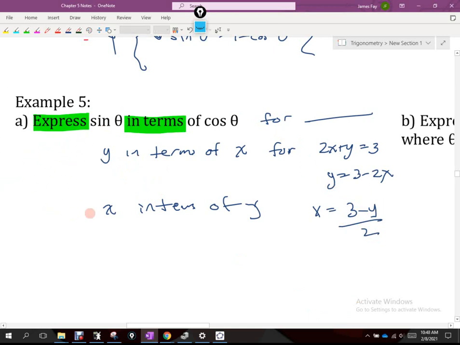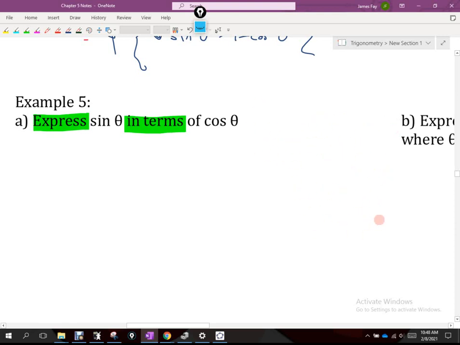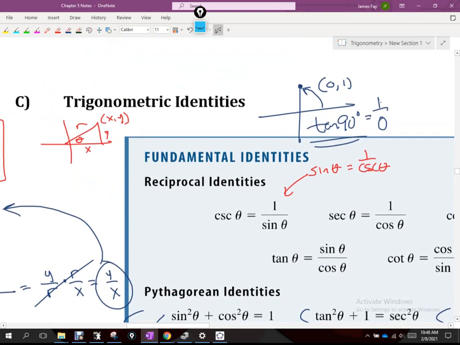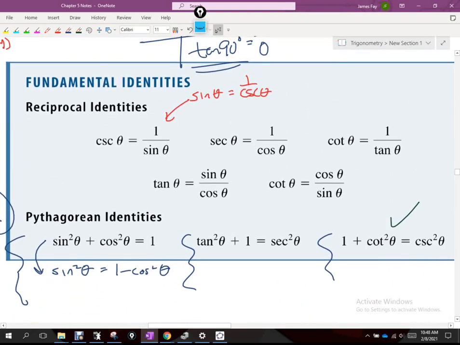Now, when it says in terms of cosine, that means that is the only trigonometric ratio I am allowed to have on the right-hand side of my equation. Okay, so let's think about this. They don't tell us which identity, like that equation I gave you, 2x plus y equals whatever. I have to go back up to my identities and choose an identity that incorporates both sine and cosine.